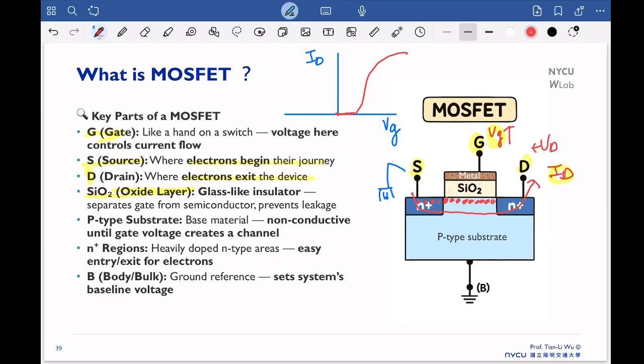And some more details, just quickly going through. We have a P-type substrate, which is usually the base material, and put in the N plus region. The plus means a highly doped concentration, which makes it easy for electrons to enter and exit. And sometimes we have what we call the body, which is a baseline voltage as a reference. Sometimes we even have a double plus, which means an even higher doped concentration.